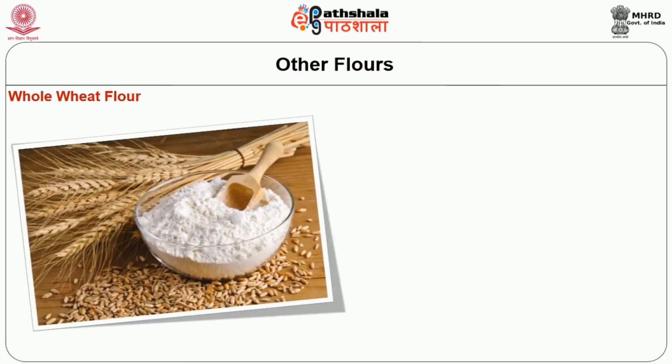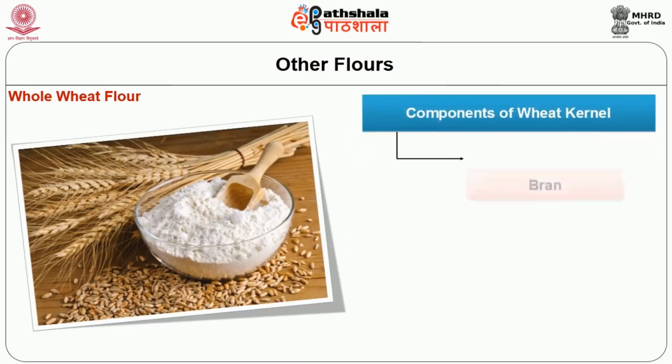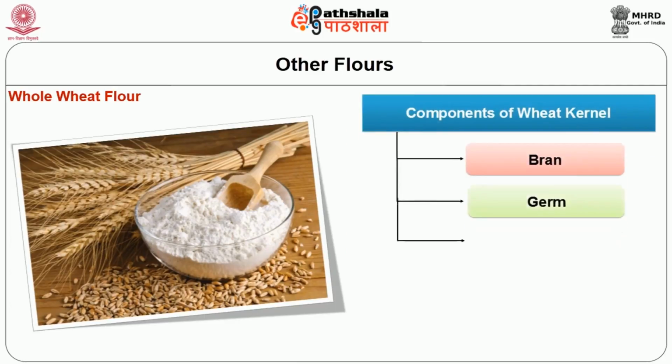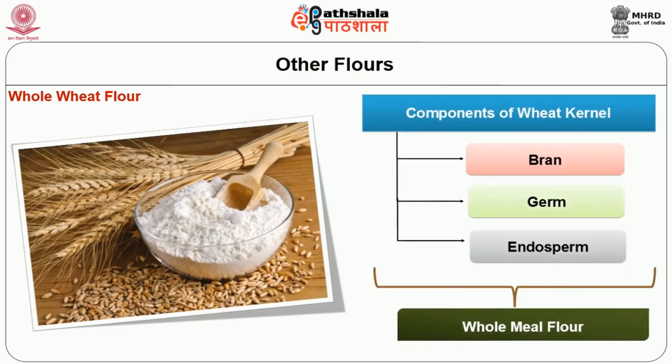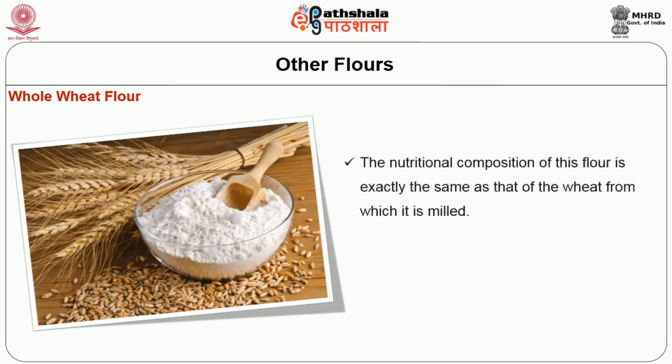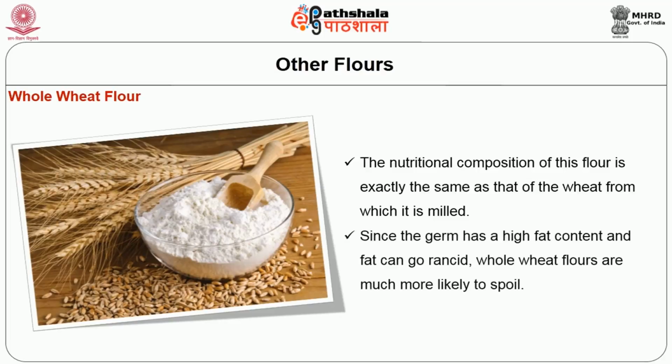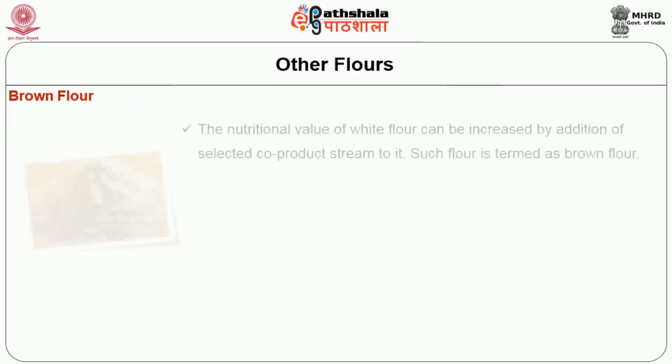Whole wheat flour. When the flour contains all the three components of wheat kernel, that is bran, germ and endosperm, it is called wholemeal flour. The nutritional composition of this flour is exactly the same as that of the wheat from which it is milled. Since the germ has a high fat content and fat can go rancid, these whole wheat flours are much more likely to spoil.